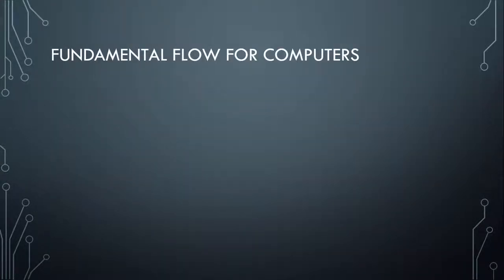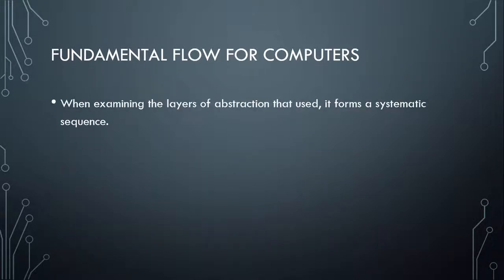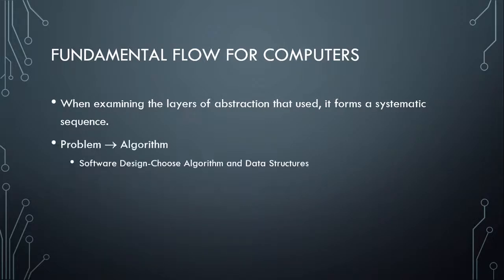So let's talk then about the fundamental flow for computers. When we're examining these layers of abstraction that are used, it forms a systematic sequence that gets developed. And the first thing is the problem to the algorithm. And this affects software design. So you have to choose an algorithm and data structures.